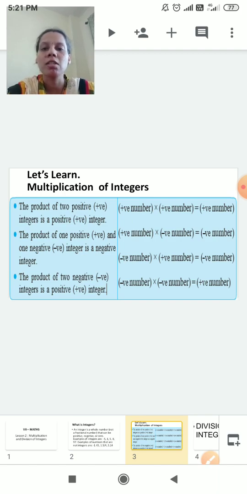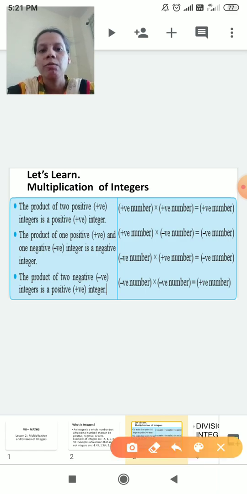Yes, we have solved the sums of multiplication of integers. In that there are a few rules. The first rule is positive number multiplied by positive number. Here you can see. First rule, positive number multiplied by positive number. The product of two positive numbers is always a positive number.